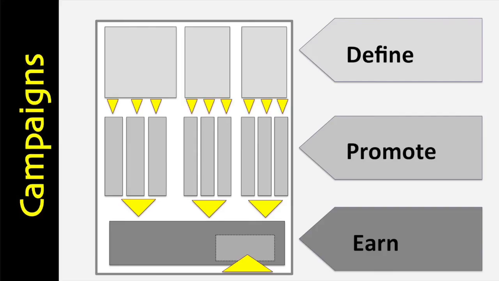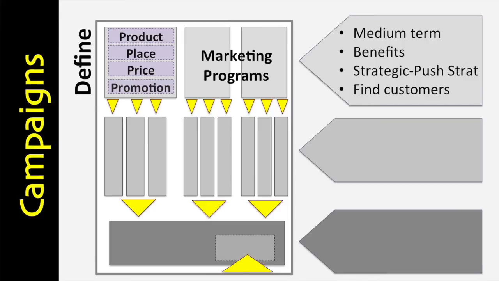Now let's get a little bit more tactical. Brand building campaigns work in 3 phases: define, promote, and earn. I can't stress enough how important it is to know your customers, and so I will again use a quote by marketing pioneer Philip Kotler. Marketing management is the art and science of choosing target markets and getting, keeping, and growing customers through creating, delivering, and communicating superior customer value.